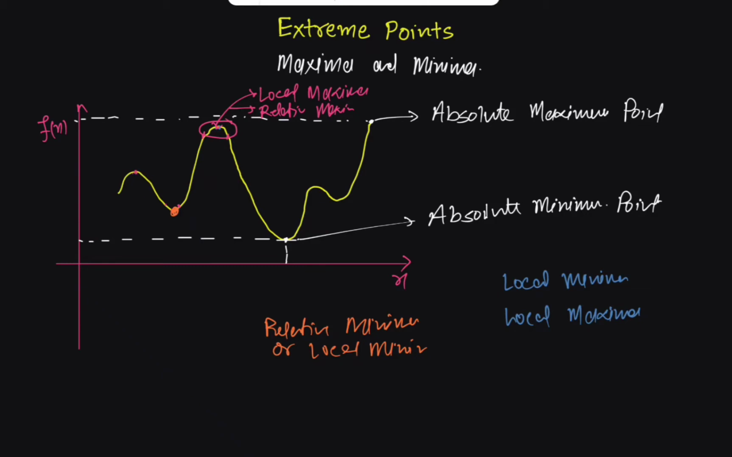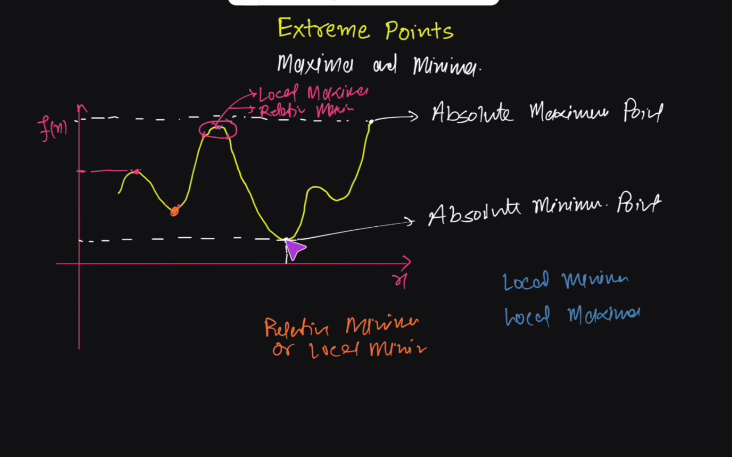This point is also representing the local maxima point, because when we compare the value of the function corresponding to this point, something like here, on both sides of this point, we can see that this point has attained some higher value. So this point is also representing the local maxima or relative maxima.